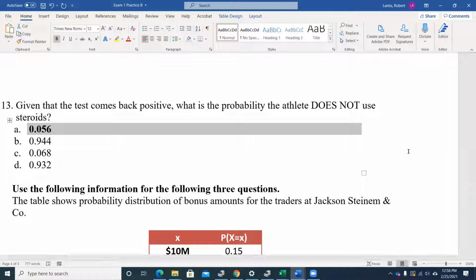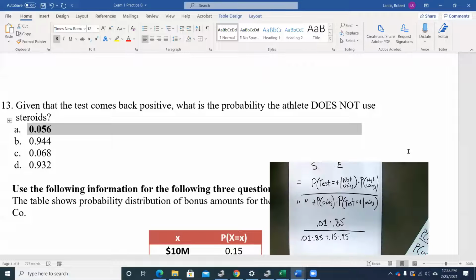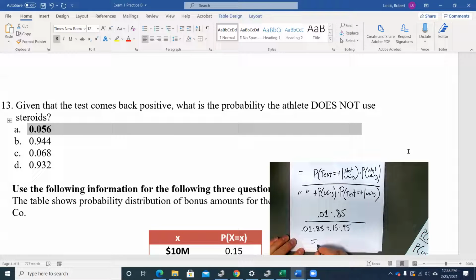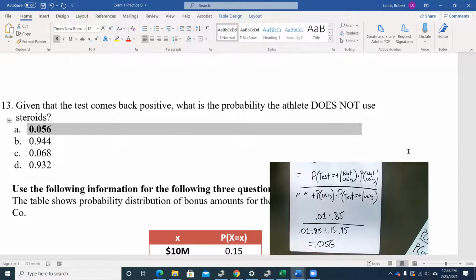So if we compute this, it ends up being 0.056, okay? Any other questions on that one? Okay.